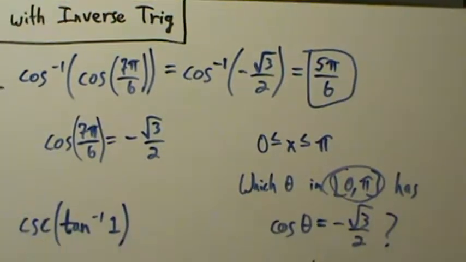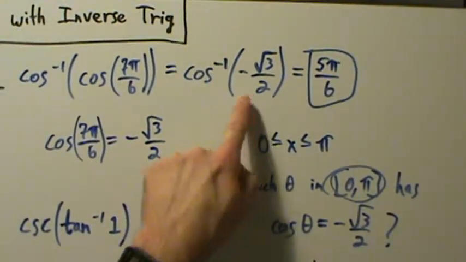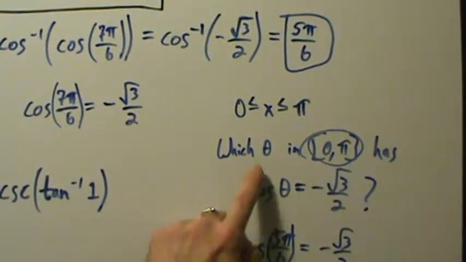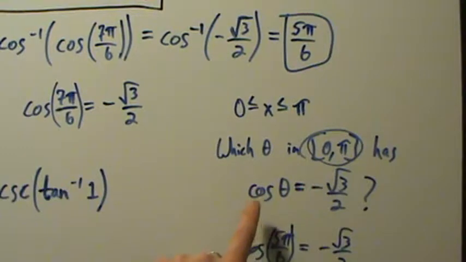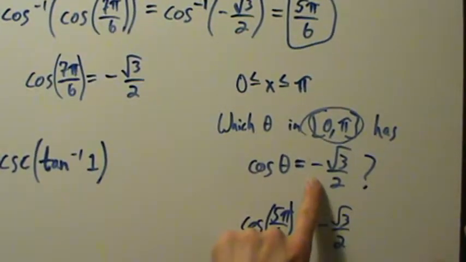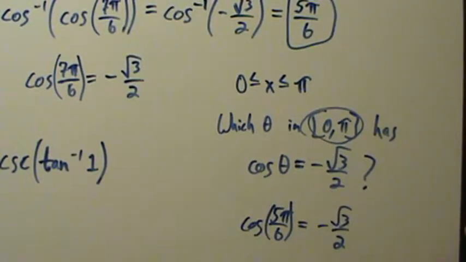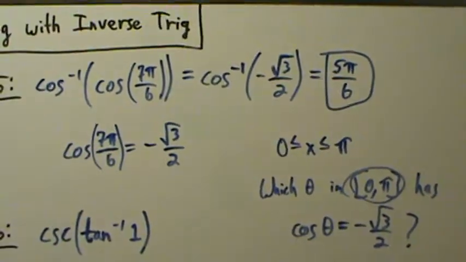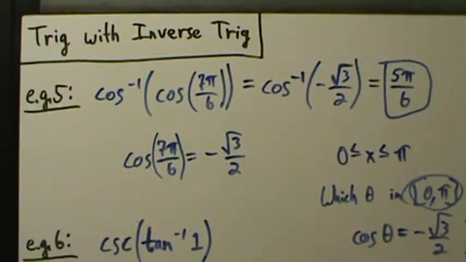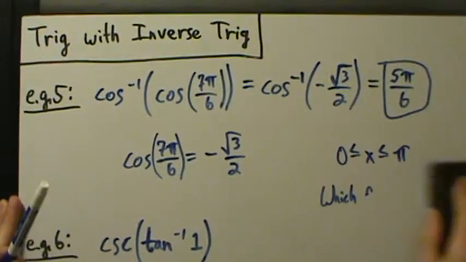pi. So when we say inverse cosine of negative root 3 over 2, what we really mean is which theta in this interval from 0 to pi has cosine of theta equal to negative root 3 over 2. And the answer is 5 pi over 6 because cosine of 5 pi over 6 is negative root 3 over 2 and 5 pi over 6 is between 0 and pi. Okay, so that's example 5.